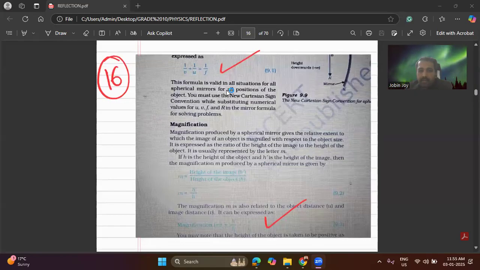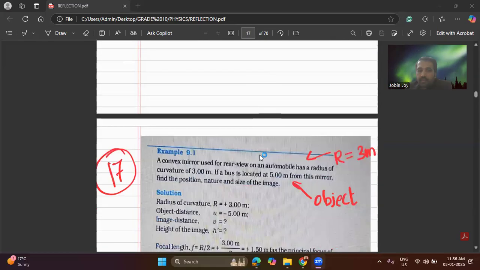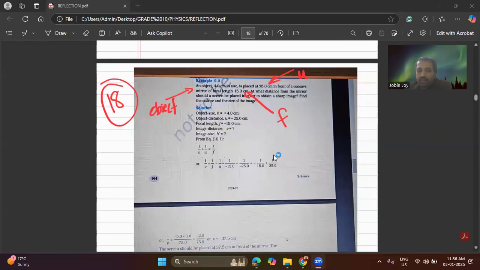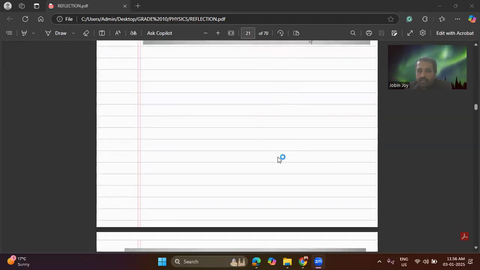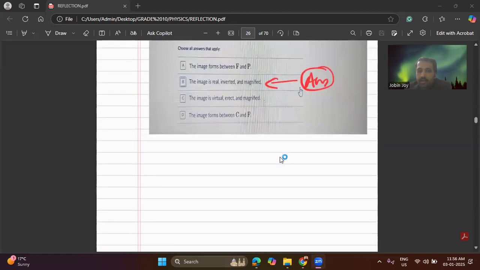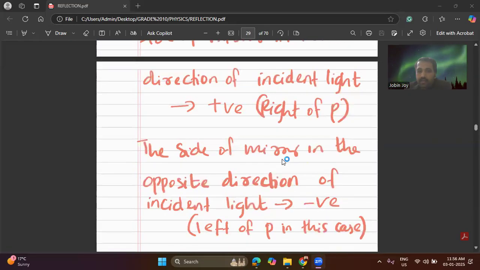Then after that, we will discuss the formula. 1 by f is equal to 1 by v plus 1 by u. This is called a mirror formula. Then after that, magnification, height of the image divided by height of the object. We will discuss that. Then after that, we will see some problems related to this mirror formula and magnification. And we will see some more problems like this. Some problems related to sign conventions.